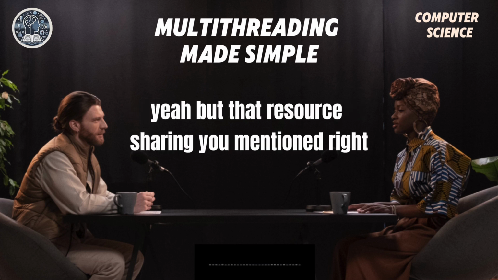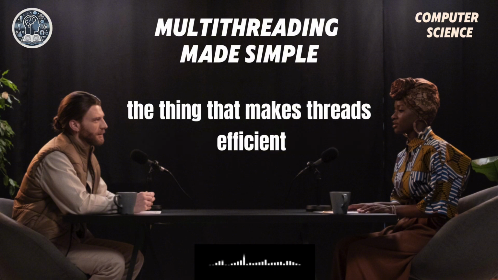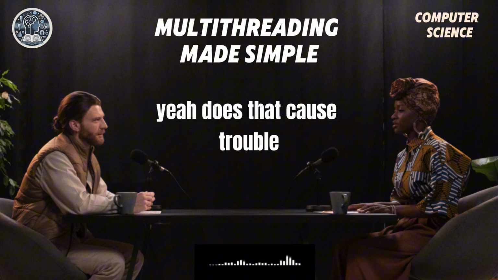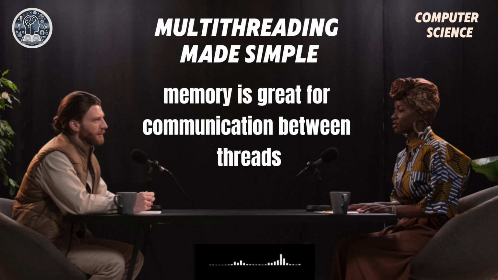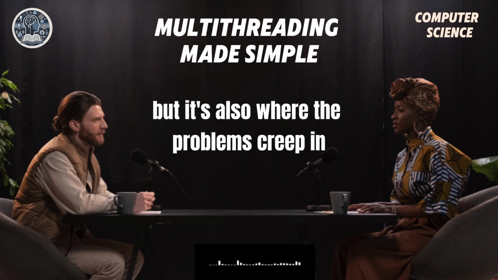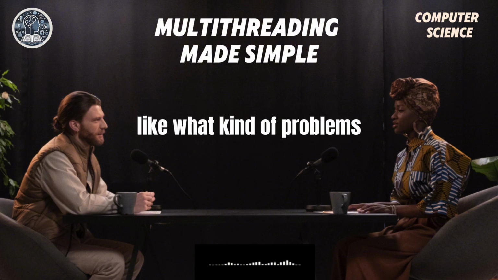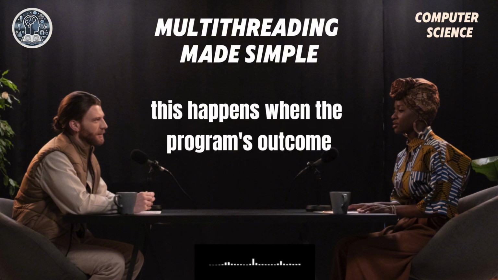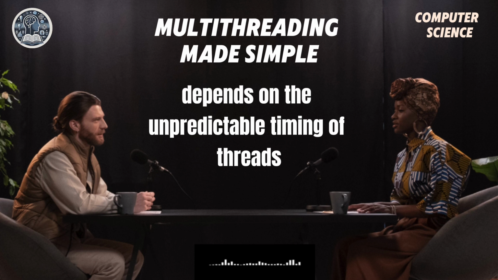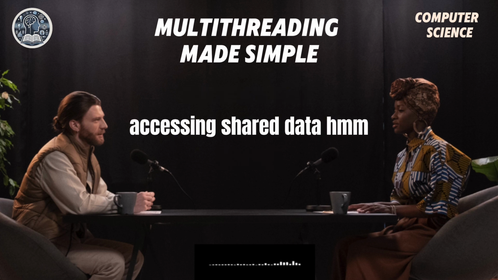Which could make things faster. Potentially, yeah. But that resource sharing you mentioned. Right, the thing that makes threads efficient. Yeah. Does that cause trouble? Oh, absolutely. It's a double-edged sword. Sharing memory is great for communication between threads, but it's also where the problems creep in. Like what kind of problems? The classic one is a race condition. This happens when the program's outcome depends on the unpredictable timing of threads accessing shared data.